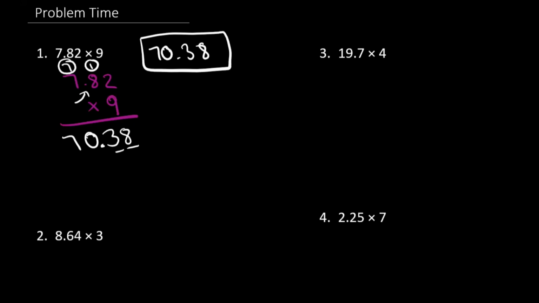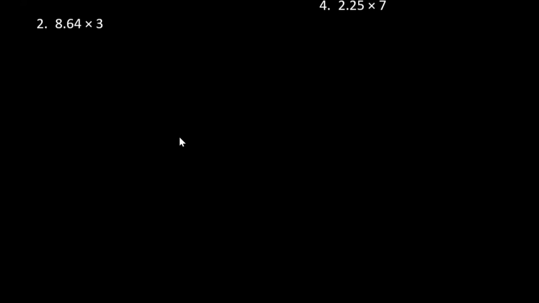Now let's do the second one, and let me just scroll up. So the second question says 8.64 times 3. So we do the exact same thing, 8.64, write down 3 under. Now we start multiplying. 3 times 4 is 12. 3 times 6 is 18. 18 plus 1 is 19. Now we do 3 times 8 is 24. 24 plus 1 is 25.